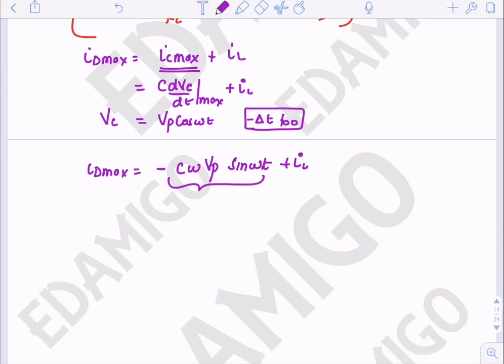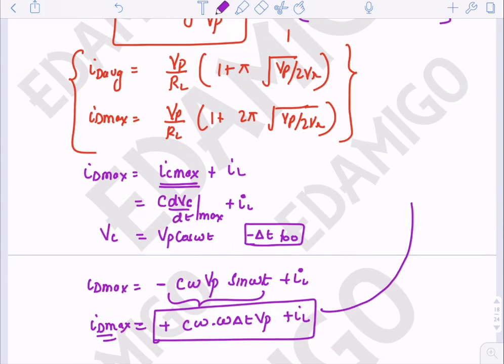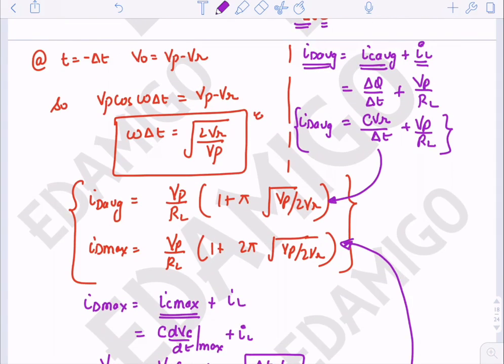Now this will be maximum at time instant minus delta t, so this will come out to be plus C omega into omega delta t into Vp plus IL. So IL is Vp upon RL. So again we will see that the equation is exactly similar to the previous case. So it will come out to be equal to this equation. So like this, we have solved for ID max and ID average for the full wave and the half wave rectifier. Okay, so thank you students.